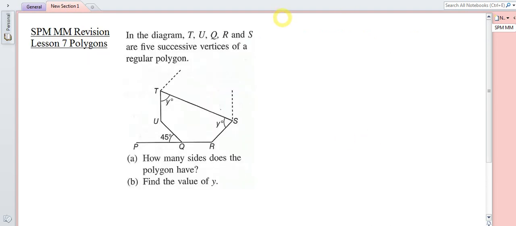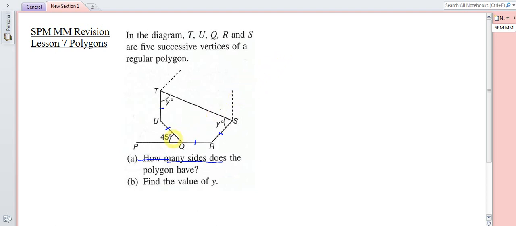Okay, let's try some polygon questions. Let's look at these questions. In the diagram, T, U, Q, R, S are 5 successive vertices of a regular polygon. So regular polygon, we know these are the same length. How many sides does the polygon have? Normally, when the question asks us how many sides a polygon has, we will always use this method.